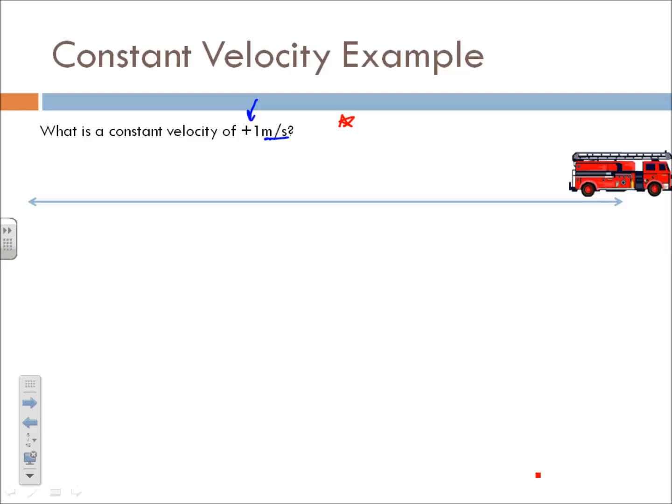Say equal displacement in equal time intervals. So essentially what we're saying here at 1 meter per second is that each second this object will have a displacement of 1 meter. Okay, so we can show this as our ticker tape diagram.